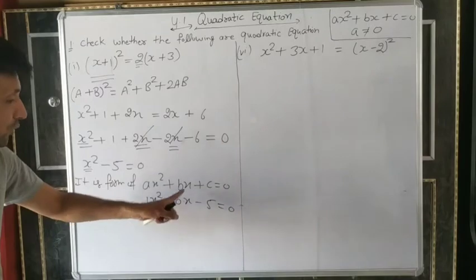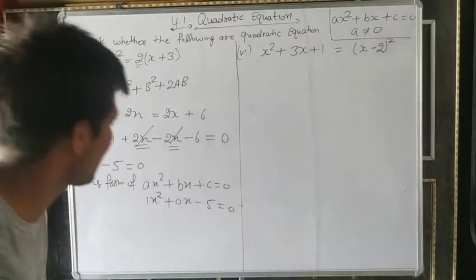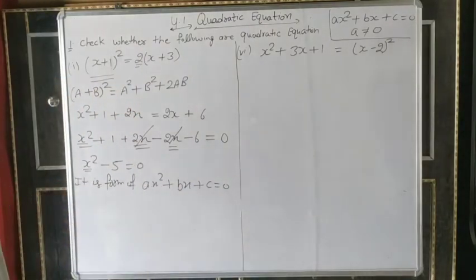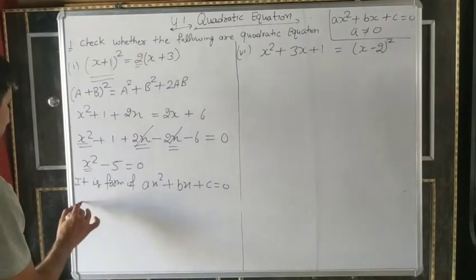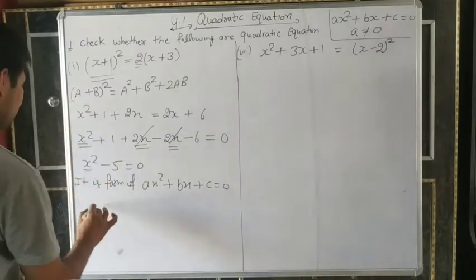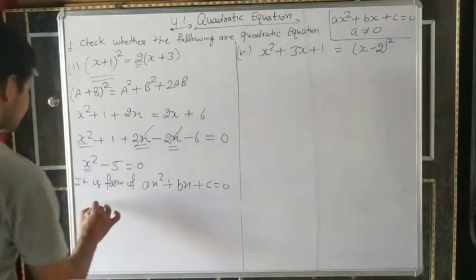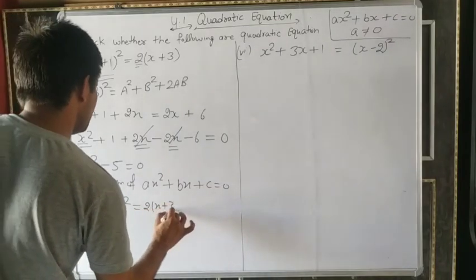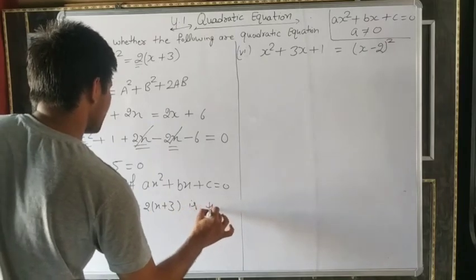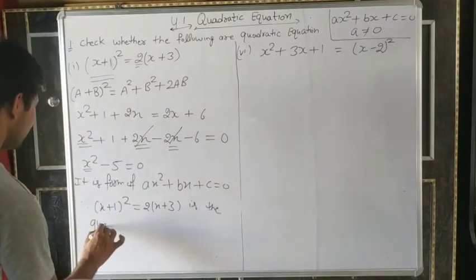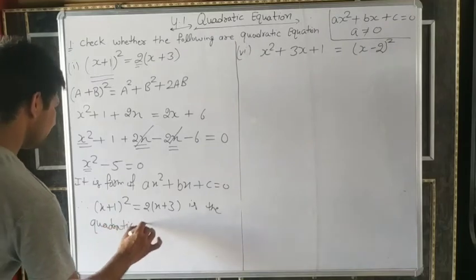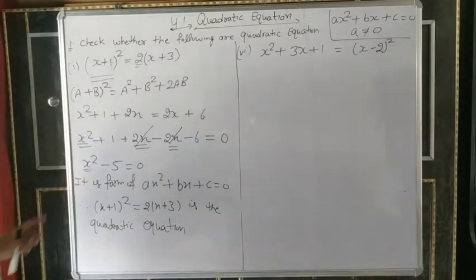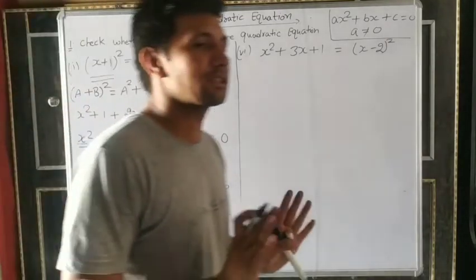So is it the same form or not? Yes. That's why you can write in this form. So therefore you write it is of the form ax square plus bx plus c. Therefore, (x plus 1) whole square into (2x plus 3) is a quadratic equation. Understand? First we will solve it, then we will check it.